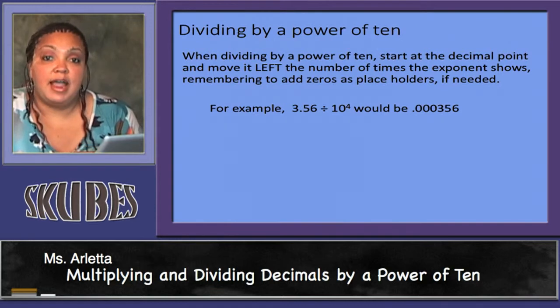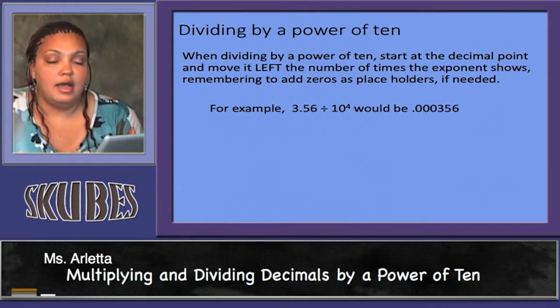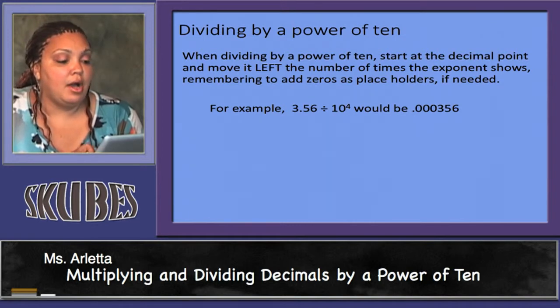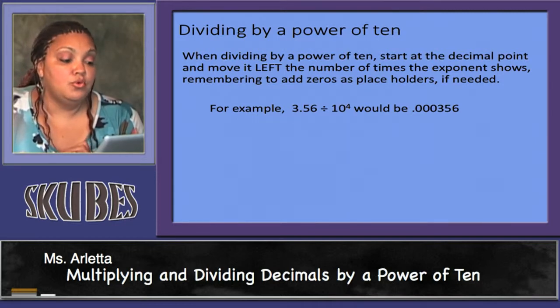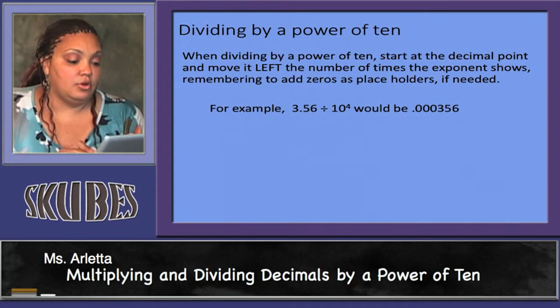Your steps for dividing by a power of 10: when you're dividing by a power of 10, once again, you'll start at the decimal point, but instead of moving it to the right, you'll move it to the left the number of times the exponent shows, remembering to add zeros as placeholders.